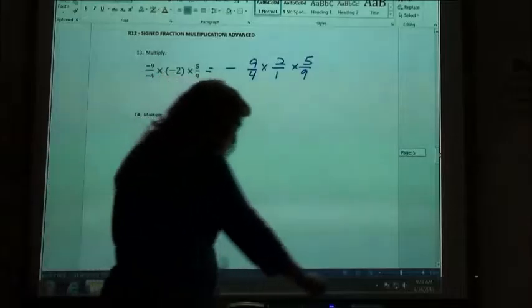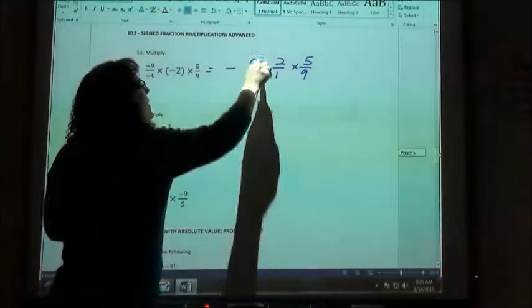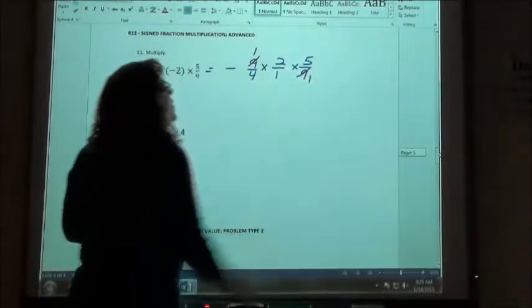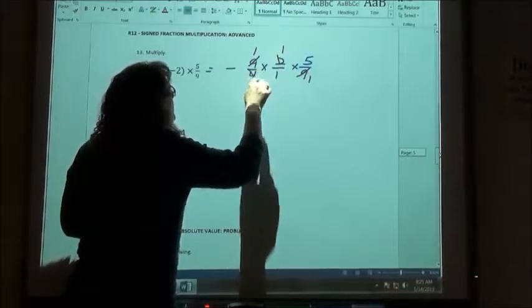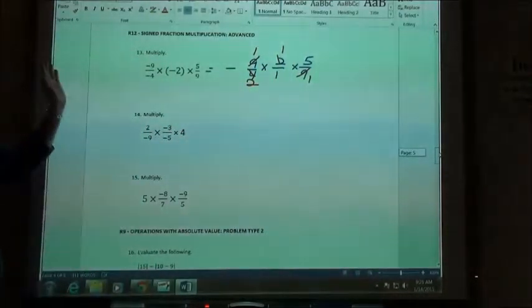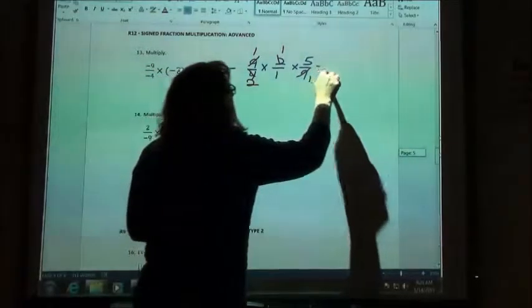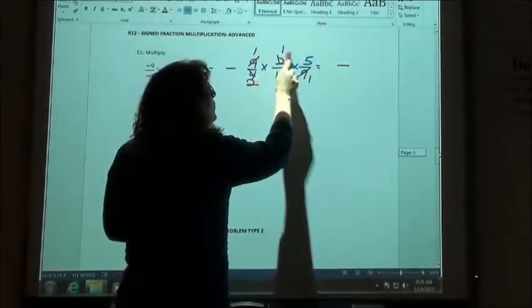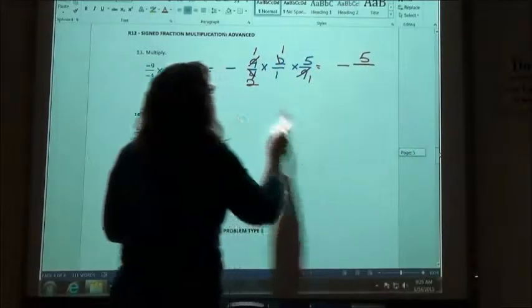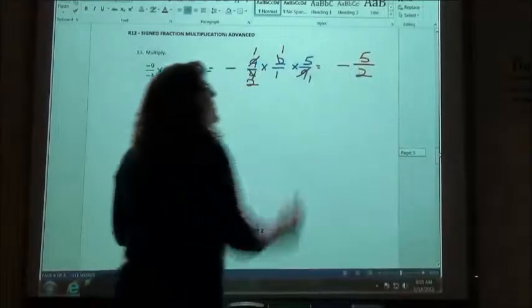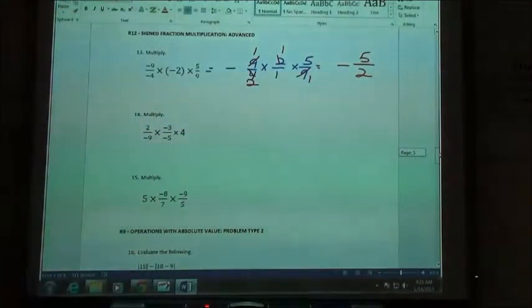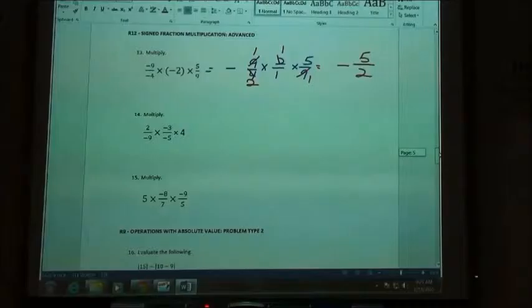Since I'm multiplying fractions, I can do some canceling. 9 goes into here once and into here once. 2 goes into 2 once and into 4 2 times. I'm then going to multiply across the numerator and across the denominator. And so I'm going to end up with a negative. 1 times 1 times 5 is 5. 2 times 1 times 1 is 2. So negative 5/2. Normally in algebra, you're just going to leave the improper fraction. You're not going to use mixed number answers unless it specifically says write it as a mixed number, which hardly ever happens.